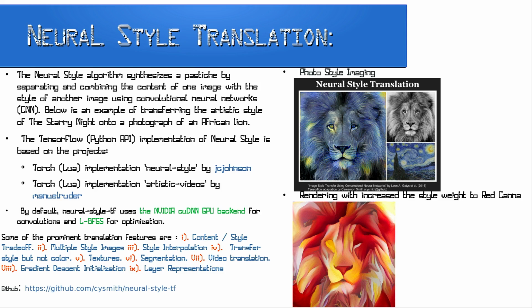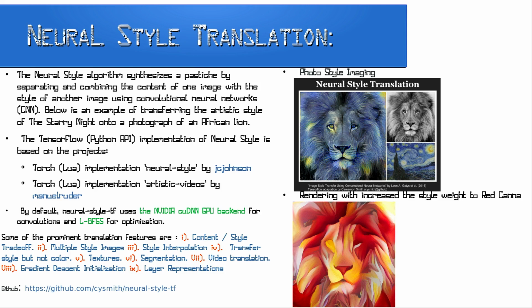Number 7, video translation. That means animations can be rendered by applying the algorithm to each source frame. For the best results, the gradient descent is initialized with the previous styled frame warped to the current frame according to the optical flow between the pair of frames. Loss functions of temporal consistency are used to penalize pixels, excluding the disoccluded regions and motion boundaries.